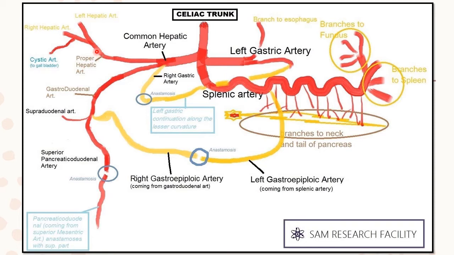The proper hepatic artery enters into the porta hepatis, where it then divides into the right hepatic artery and the left hepatic artery, and the right hepatic artery in turn gives origin to the cystic artery which supplies the gallbladder.